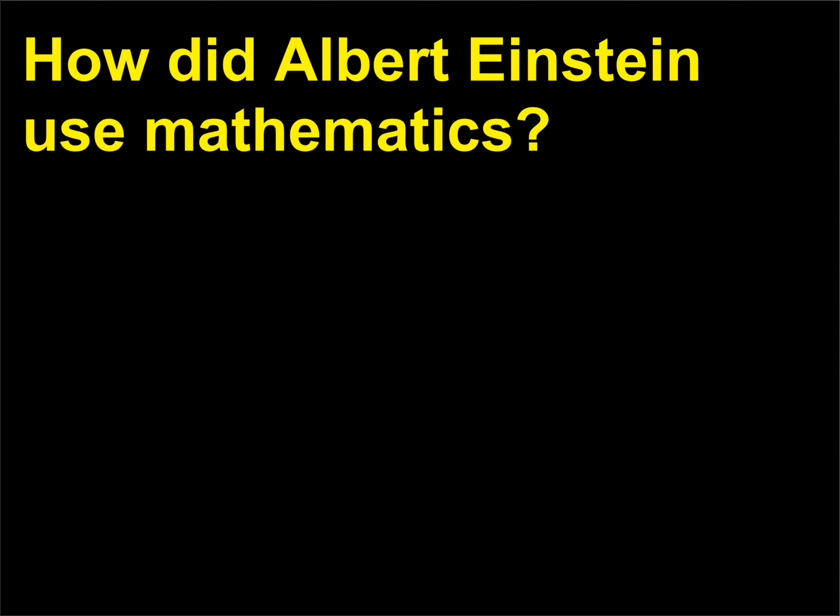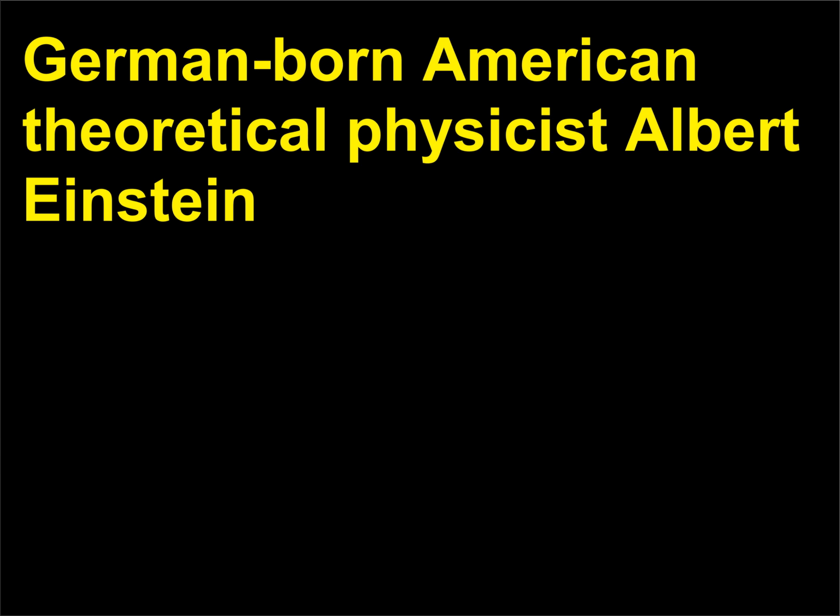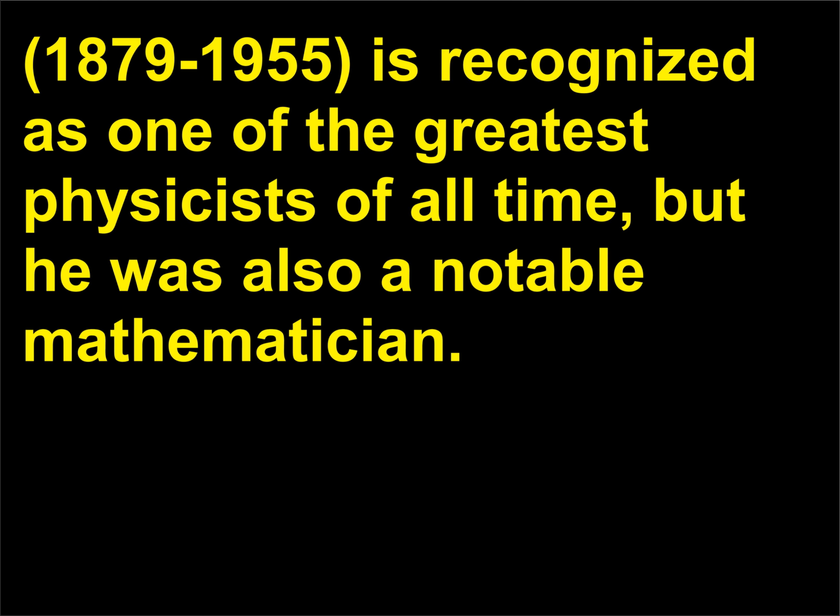How did Albert Einstein use mathematics? German-born American theoretical physicist Albert Einstein, 1879 to 1955, is recognized as one of the greatest physicists of all time, but he was also a notable mathematician.